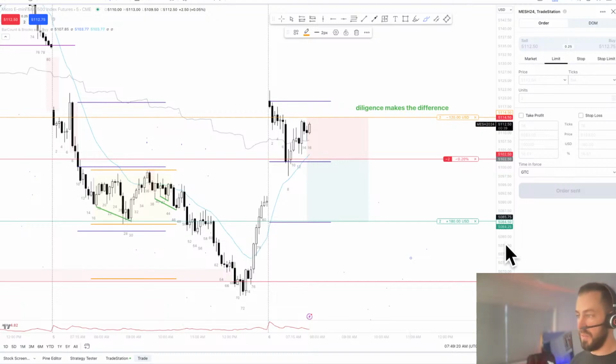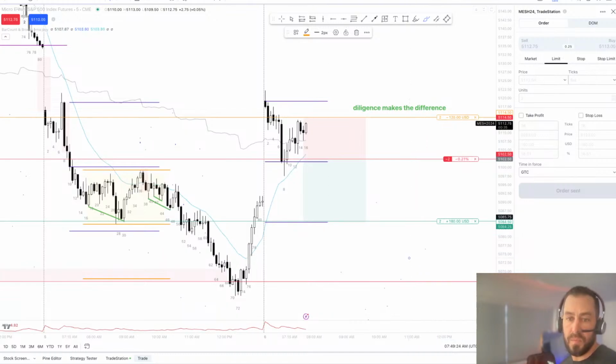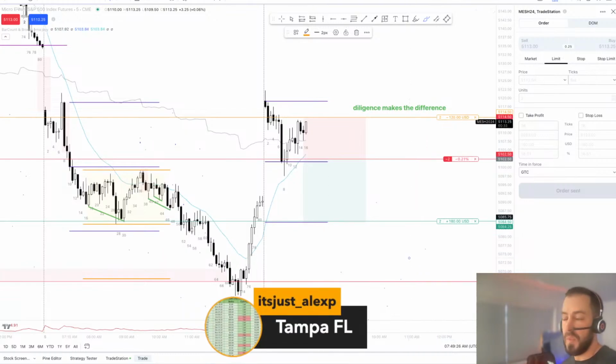Tight bull channel. Bulls trying to get trend resumption. Alex P representing Tampa, Florida. Shout out to Tampa, Florida.